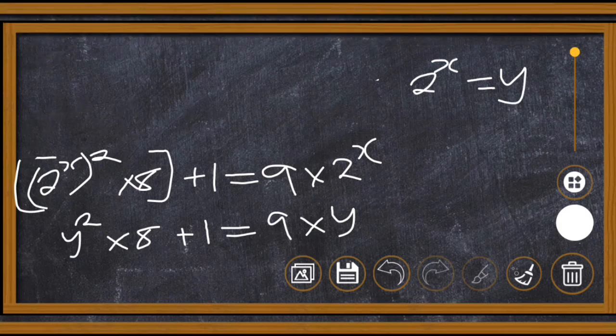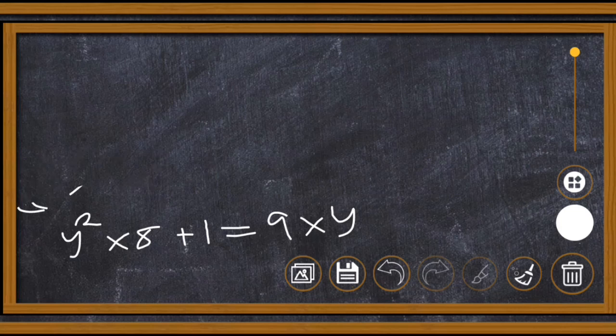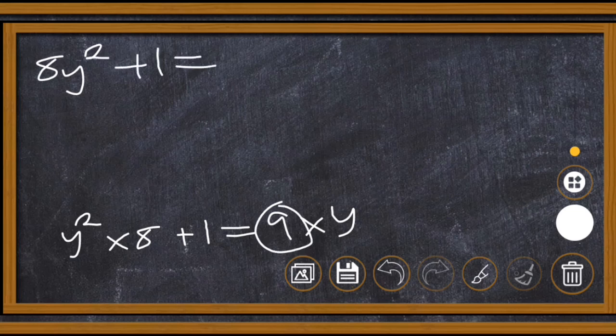So in this case then, let me just wrap all these so that we can have a lot of space. We're going to have 8 multiplied by y squared, it's 8y squared, and then plus 1 here equals to 9 multiplied by y, we're going to have 9y.